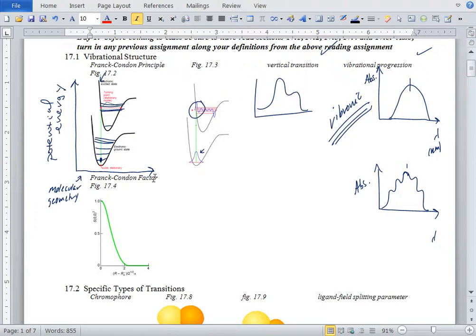Now, that's not going to be like that for long, right? This is a static picture, because we're at the turning point of a vibration. It's going to change immediately, right? It's going to start vibrating. You have a vibronic transition.